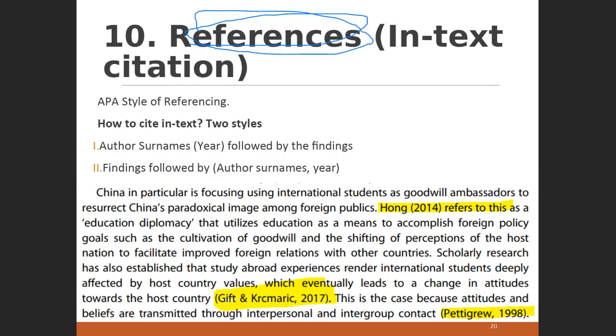First of all, there are in-text references, which are called in-text citations. In-text citations are the references which you mention in your research report, like when you're writing the literature review, the introduction section, the methodology section or the discussion section. The references in those particular sections are called in-text citations.